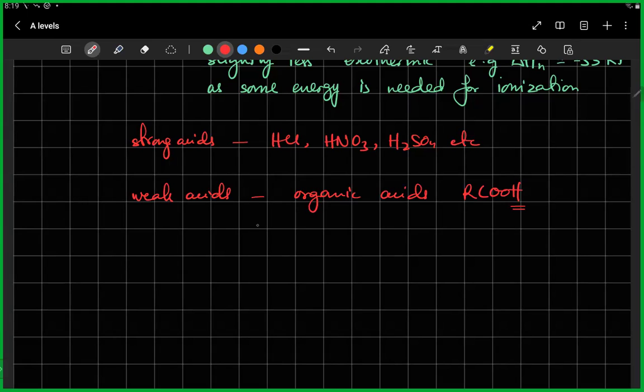अच्छा, and then you have another type of acid which is known as your acid salts. ठीक है, तो acid salts tend to be weak acids as well. अब acid salts, you know what acid salts are? No, sir. उसका मैं थोड़ा सा आइडिया दे देता हूँ कि what's an acid salt.